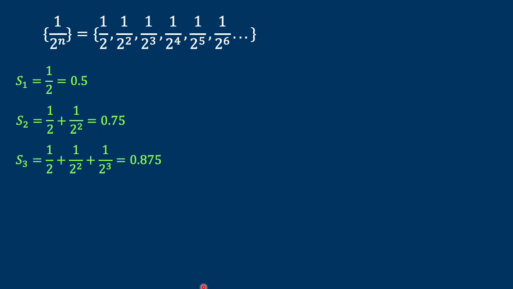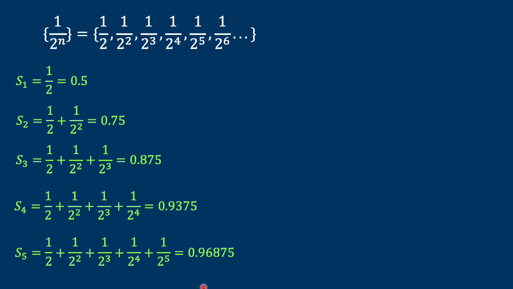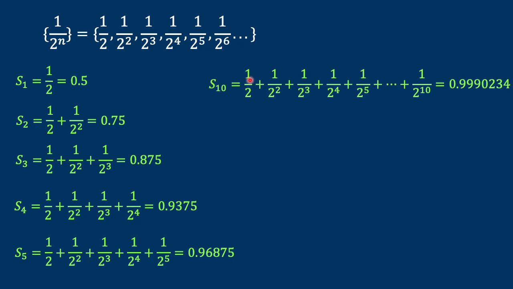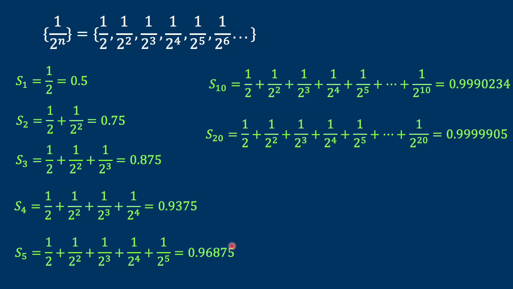That's going to be 0.875. We're going to add the first 4 terms, 1 over 2 up to 1 over 16. That's going to be 0.9375. We want to add the first 5 terms, 1 over 2 up to 1 over 2 to the 5th power. That's going to be 0.96875. So I add all the terms from the first to the 10th term. That's 0.9990.